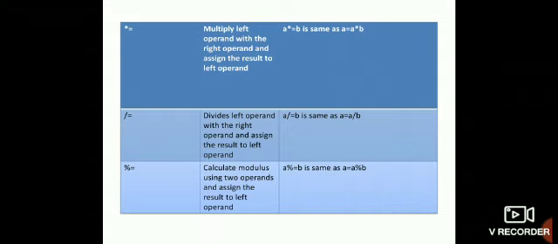The next assignment operator is division equal to, which divides the left operand by the right operand and assigns the result to the left. That can be written as A equals A divided by B, which means A divide equals B. And the last assignment operator is modulus equal to, which calculates the modulus using two operands and assigns the result to the left operand. That is A equals A modulus B, which is written as A modulus equals B.